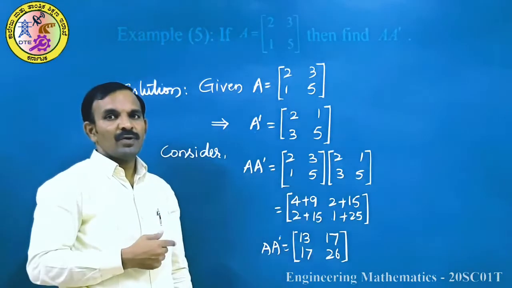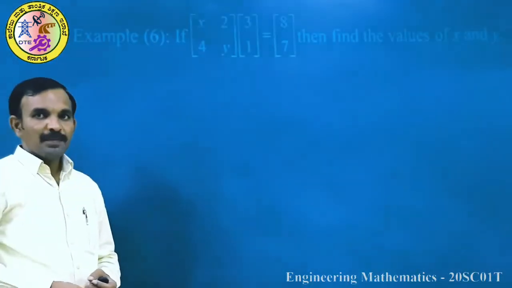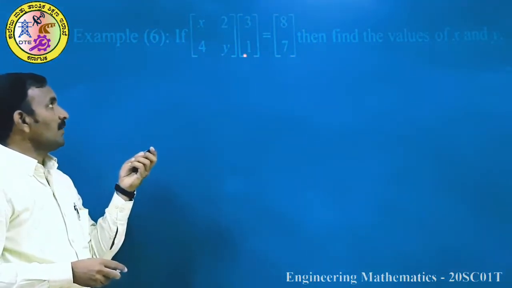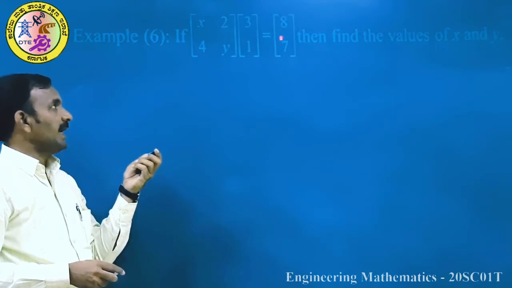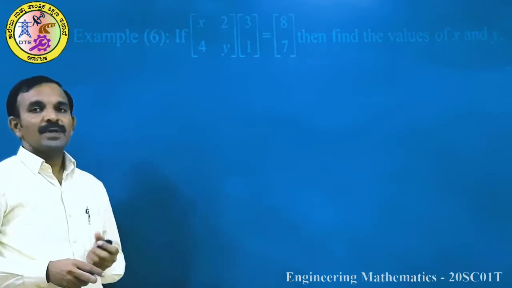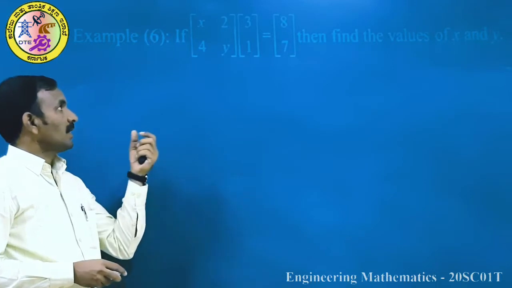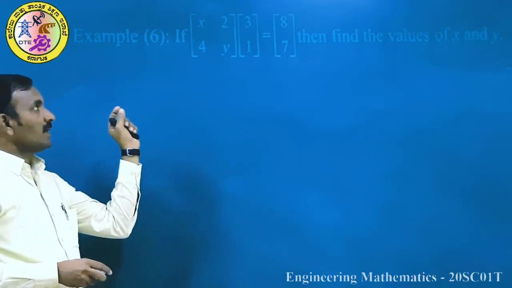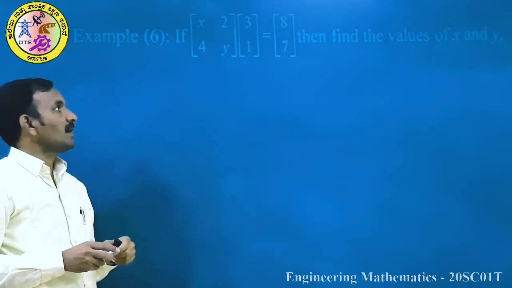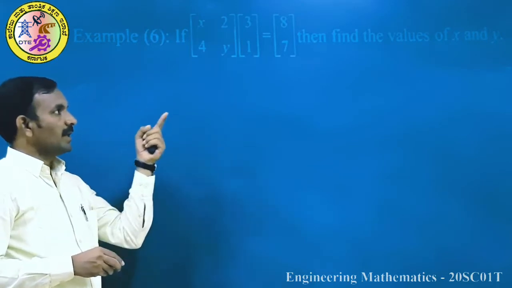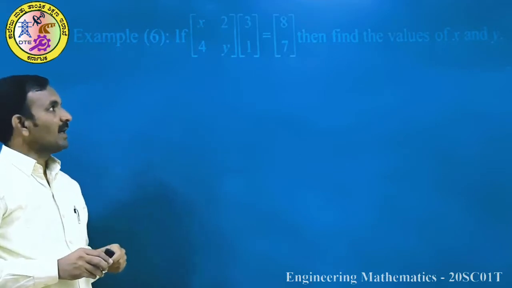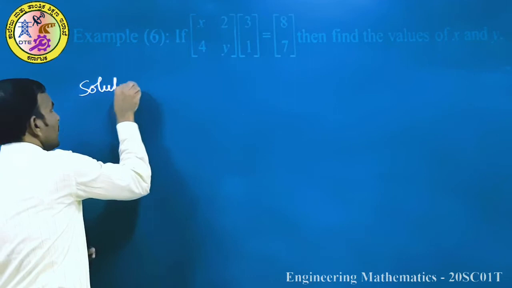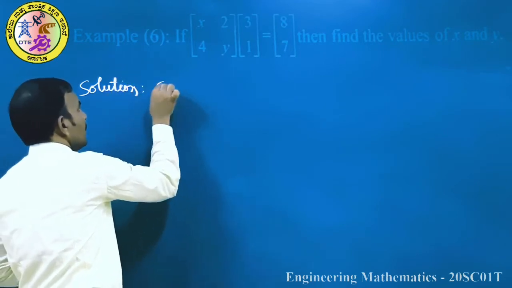Next we are moving to example 6. Example 6 is, if [x+2, 4; y] into matrix [3; 1] equals matrix [8; 7], then find x and y. The given condition is the product of two matrices on the left-hand side equal to another matrix on the right-hand side. By using this condition, you have to find the values of x and y.